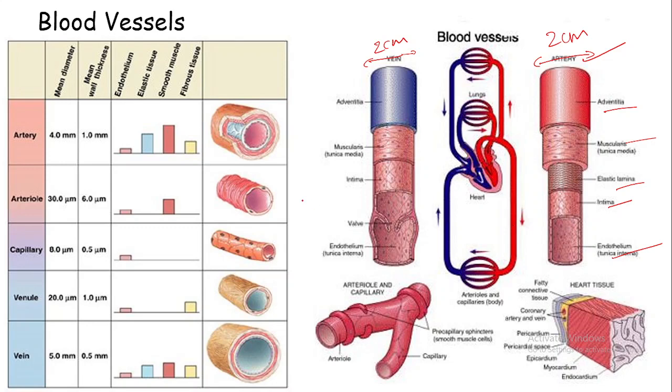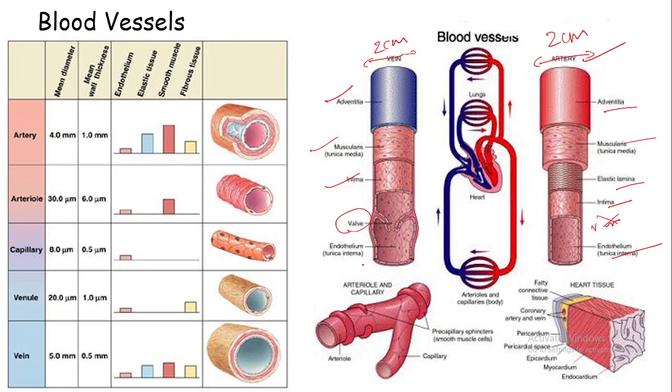Looking at the veins, adventitia is there in vein as well. The parts are the same. The major difference is that veins always contain valves, while the arteries do not have valves.